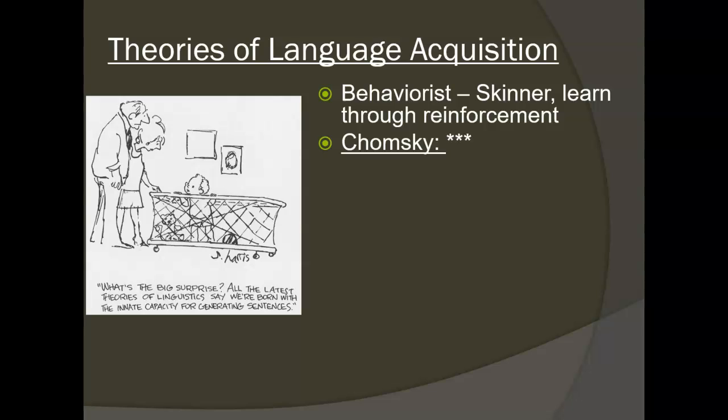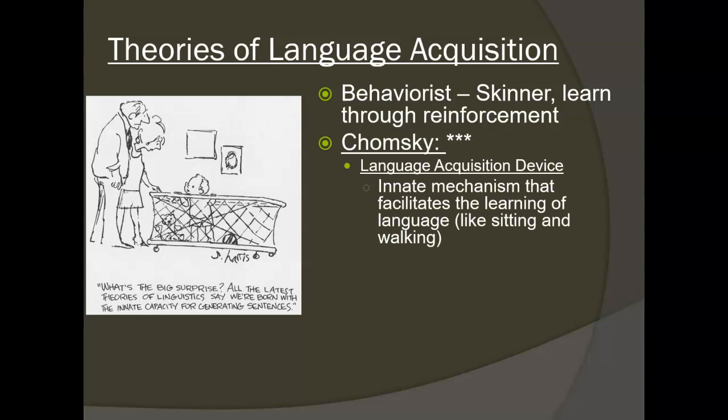Chomsky's the guy. He's the name you want to know. It kind of sounds like you're chomping on something, but his name is Noam Chomsky, and he is the one you're going to study if you study linguistics in college. He talks about something called a language acquisition device, or LAD for short. He suggests, and research has actually confirmed, that there is an innate mechanism that facilitates the learning of language. It's like sitting and walking.